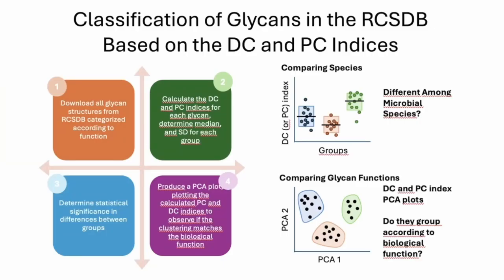Thank you very much. So the idea is, as I said, downloading all the glycan structures, 2D structures from the database, and then plugging them into the program to calculate the PC and DC indices for every glycan from the database, and try to see, first of all, are there any significant differences between groups. Here you can see the idea of the data.